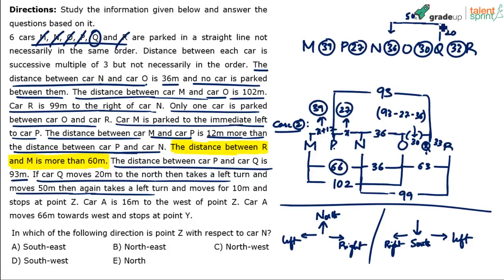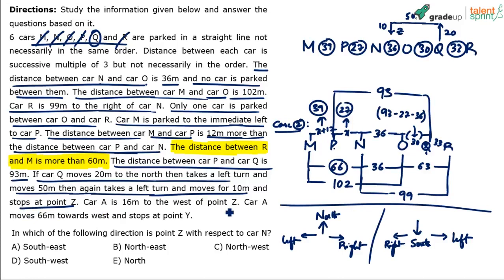So Q moves 20 meters to the north, then 50 meters. So this 30 is covered and then it covers 20 more and comes between N and O. And again takes a left turn. So now it has taken a left turn and moves 10 meters. So 20, 50 and then 10. And stops at point Z. So this point is Z. Right? Stops at point Z.